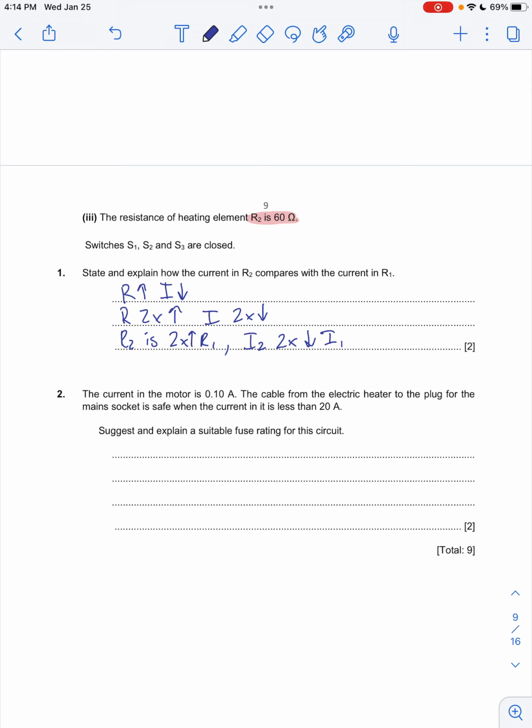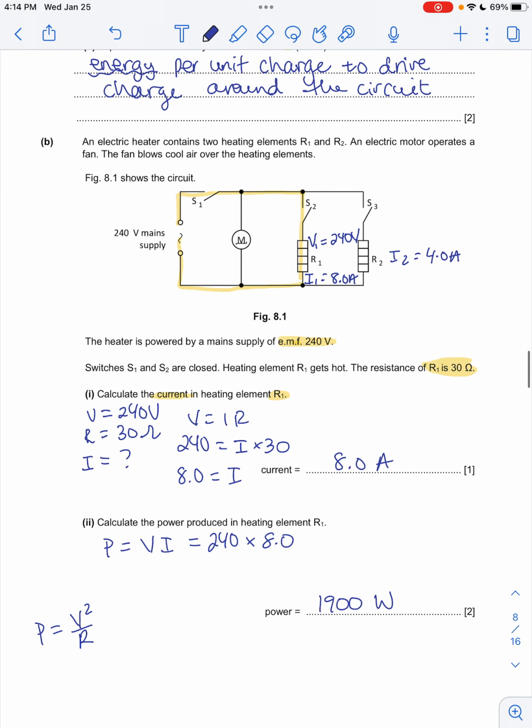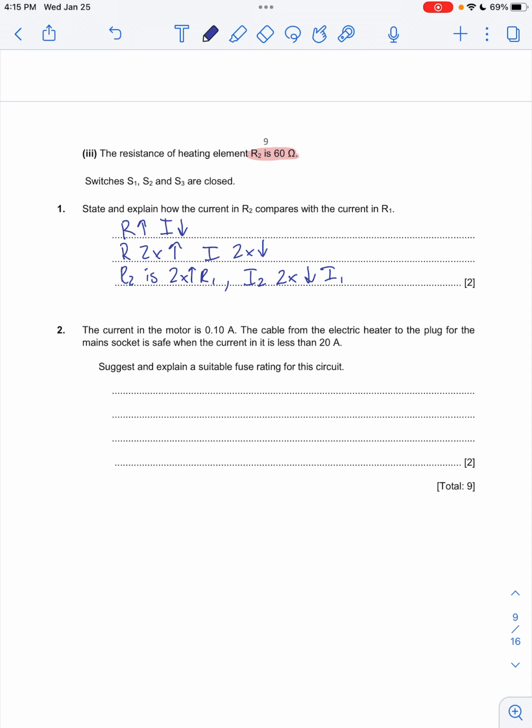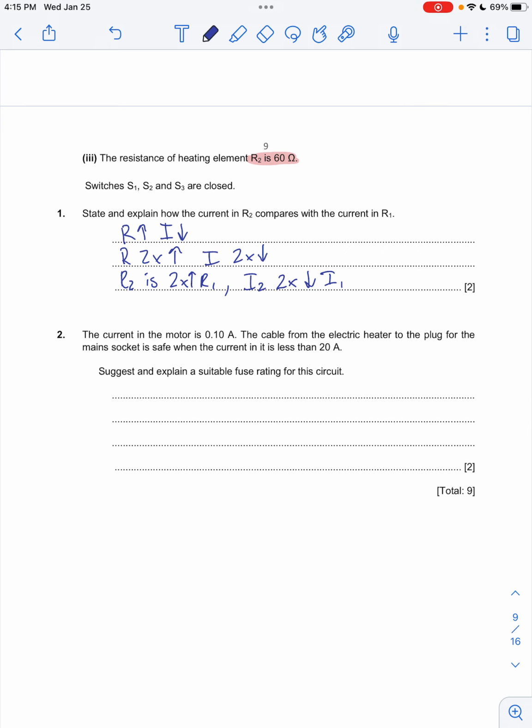Then the next bit, we are told that the current in the motor is 0.1 amps. So I'm just going to add that to my diagram so I can keep track of all of this information. Now I know all of the current running through each of my 3 branches, which means I can figure out my total current, which is going to be 8 plus 4 plus 0.1, which is 12.1 amps. And why is that important? Well, let's keep reading. We have a cable from the electric heater to the plug for the main socket, and it is safe as long as my current is less than 20 amps.